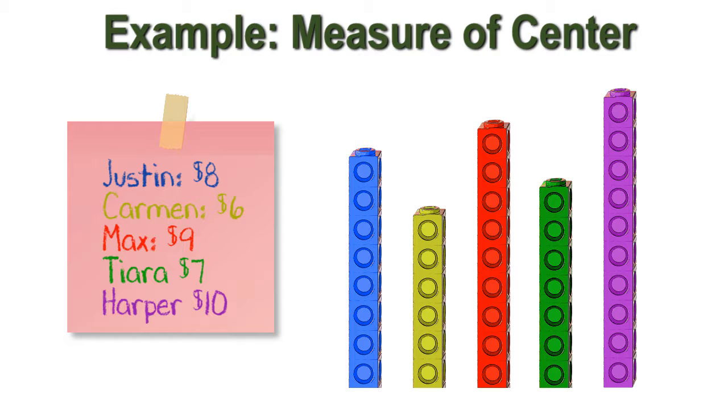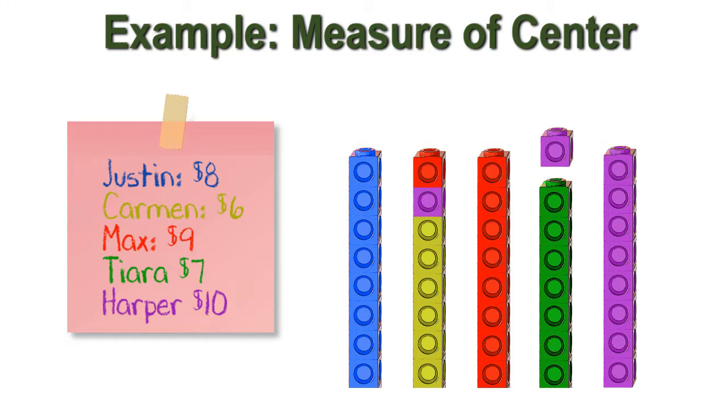The friends want to divide all of the babysitting money evenly among each other so they each have the same amount to spend. Let's begin by taking one cube from the tallest tower and place it on the shortest tower. Now we can see that the yellow and green towers are even, but the purple and red towers are still taller. If we take one cube from the red tower and place it on the yellow tower, and take one cube from the purple tower and place it on the green tower, then we have leveled out each tower. We can see that each friend will have $8 to spend.